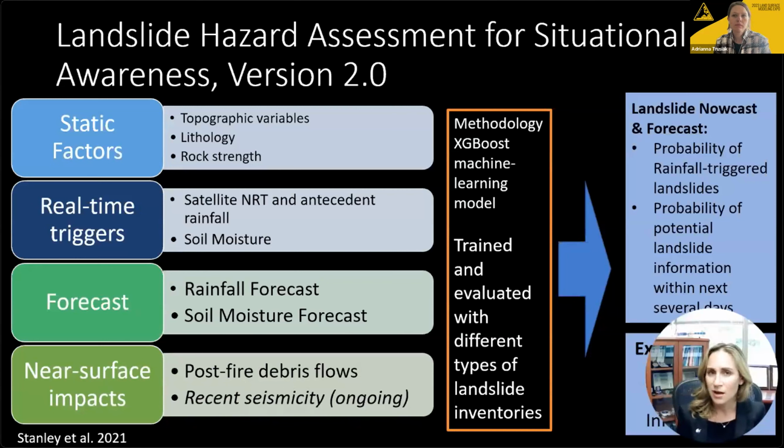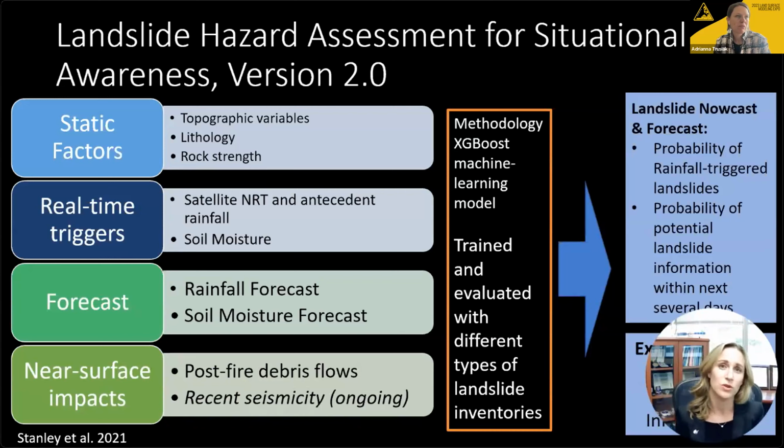We're also working on the seismicity. So after an earthquake, how to represent the destabilizing impact of an earthquake, but that's still ongoing. Using a methodology called XGBoost, which is a machine learning algorithm, and inventories from around the world, we use that to train and then evaluate a new model. And with it, it was able to provide a suite of products. This includes a relative probability of a landslide hazard, as well as a forecast within a couple days.